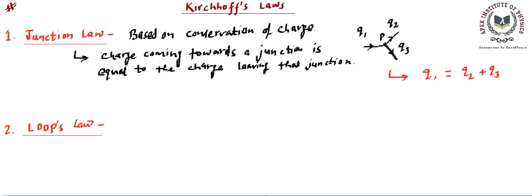So if I draw the simplest of the circuits, let's say we are having one capacitor and connected with one battery.